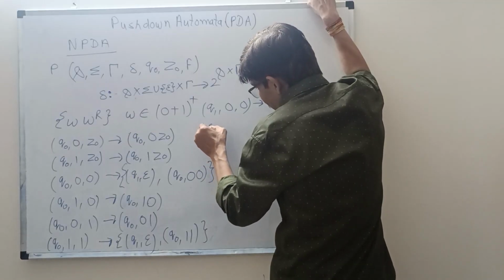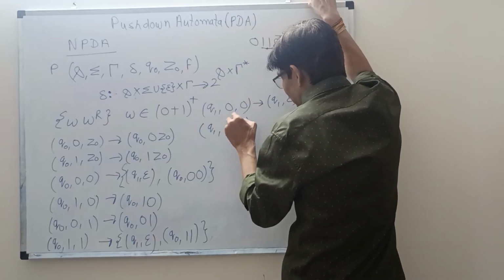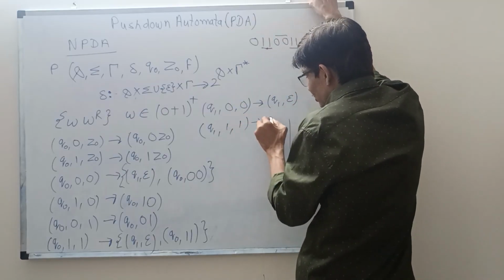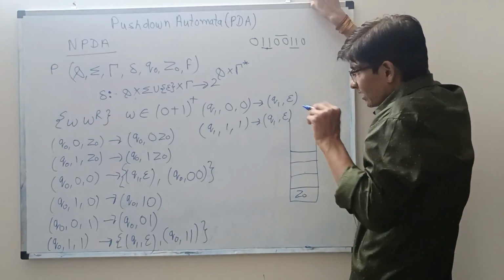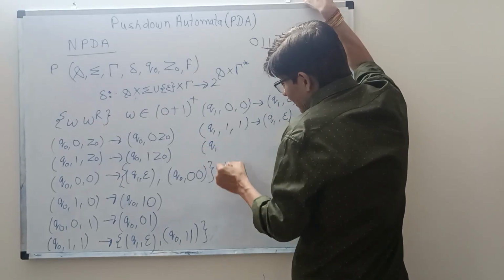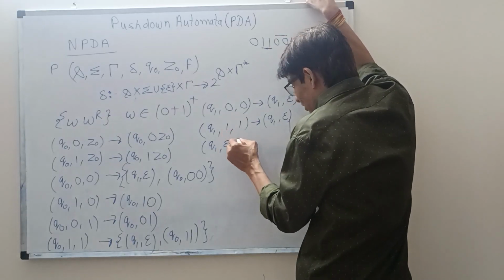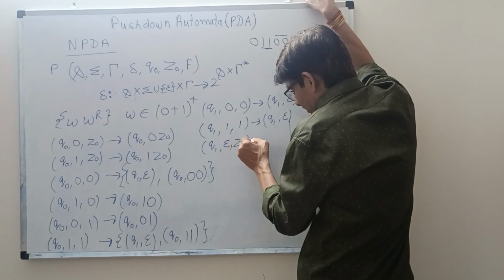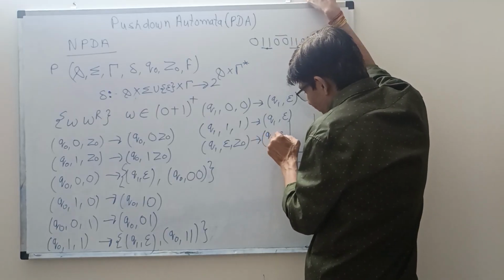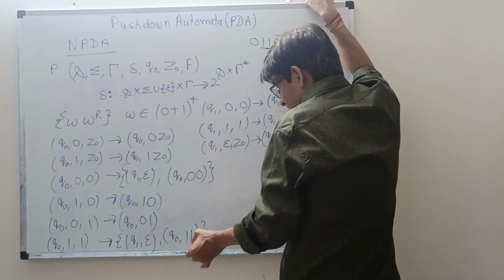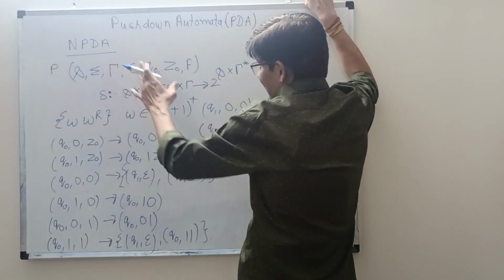Now, if I am in Q1 and I am reading 1, then definitely 1 must be on the stack top for a valid string. So I will stay in Q1 and pop one element from the stack. Now I am in Q1 reading epsilon, and then Z0 must be the stack top for a valid string. So I will stay in Q1 and pop this Z0 from the stack. These are the different rules that you can use to implement this NPDA.